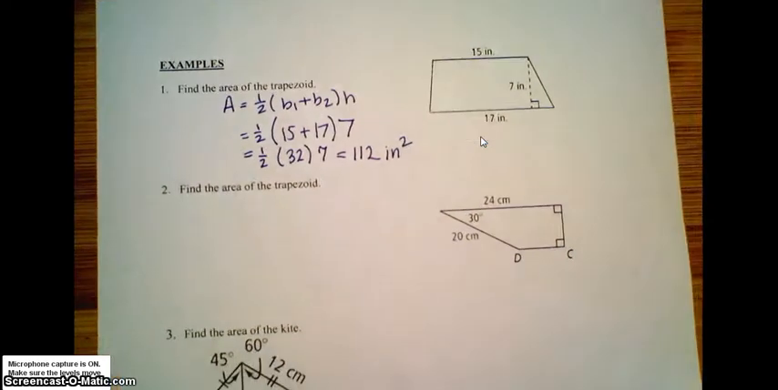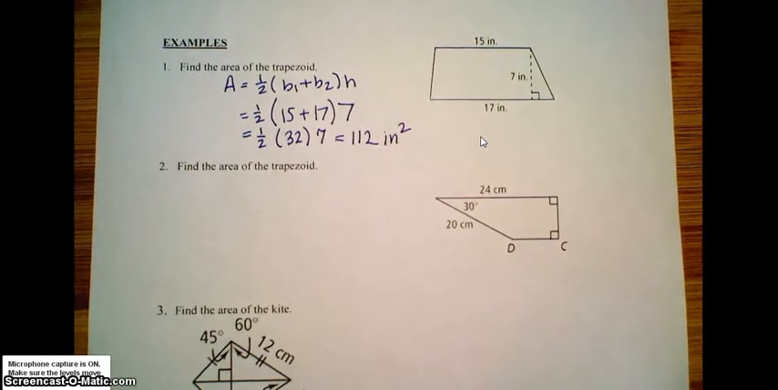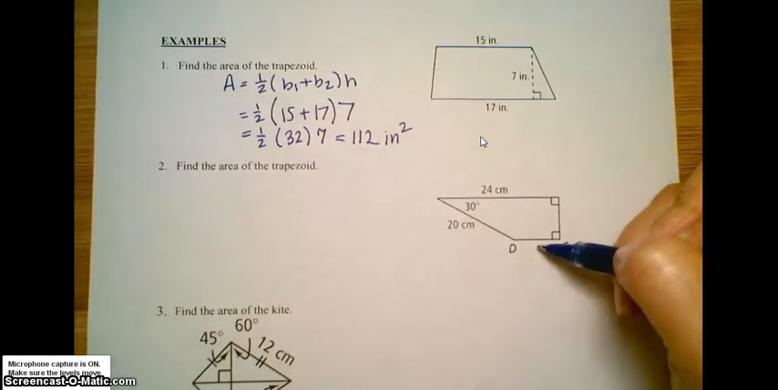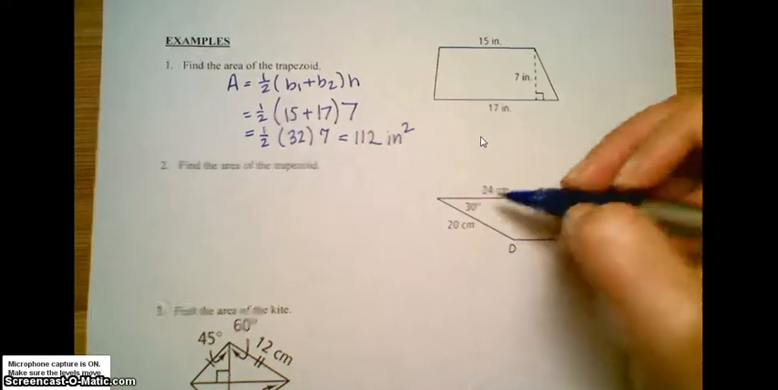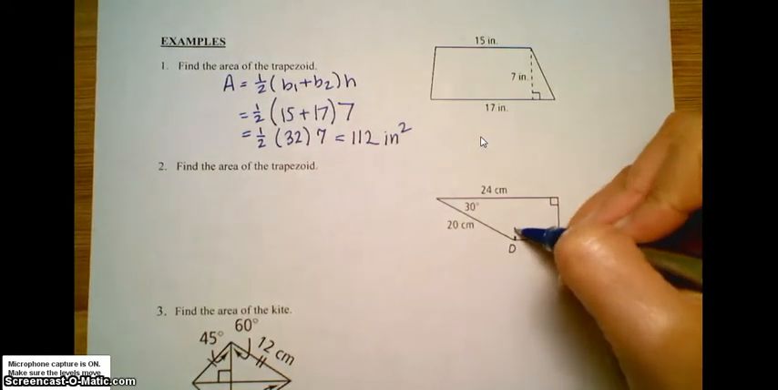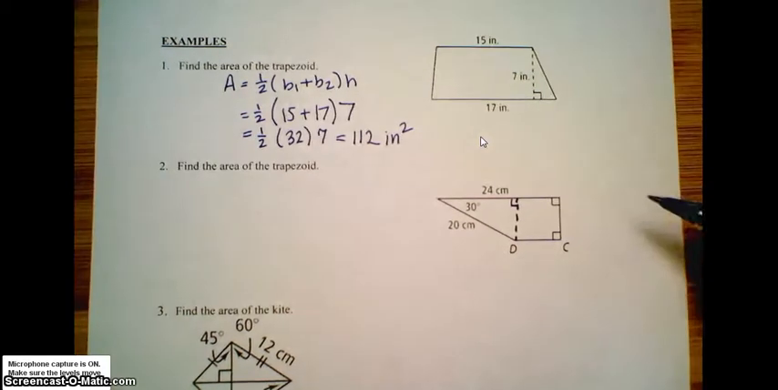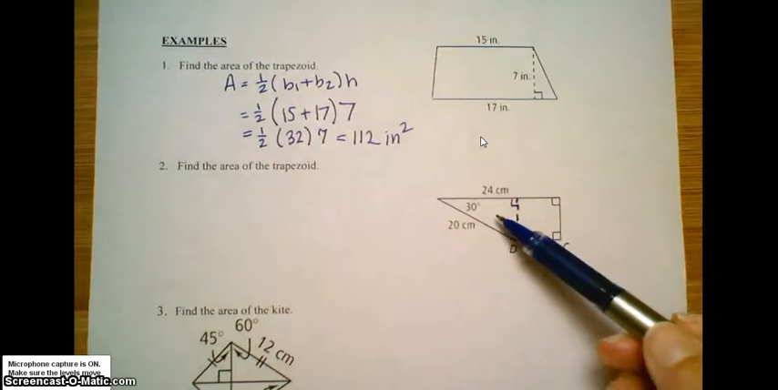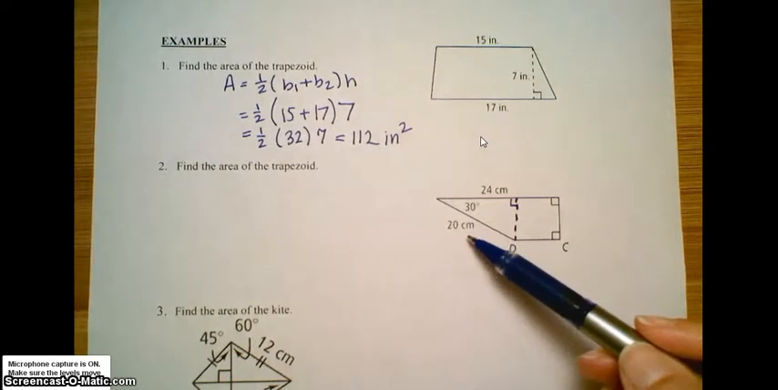Okay, we're looking for the area of this second trapezoid. And you should notice that I don't have the height. I just have one of the bases. But I have a lovely 30-degree angle here. So when I draw in the other important altitude, I form a 30-60-90 with a hypotenuse of 20.